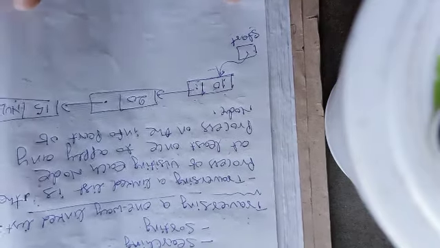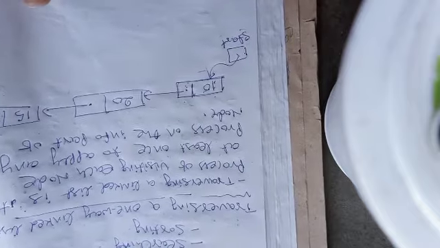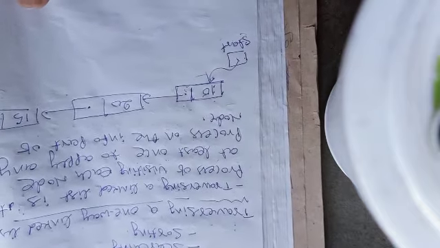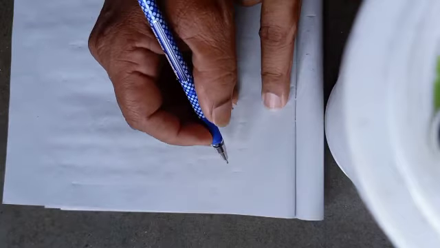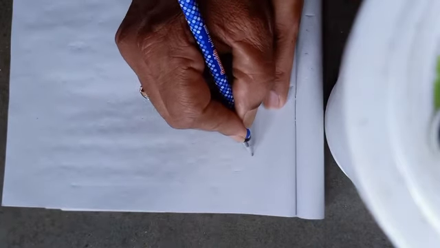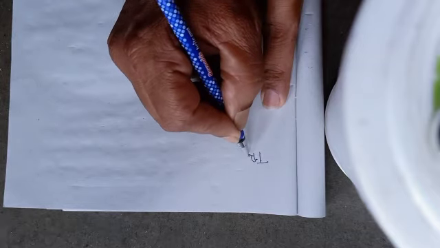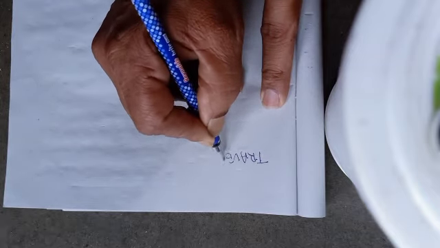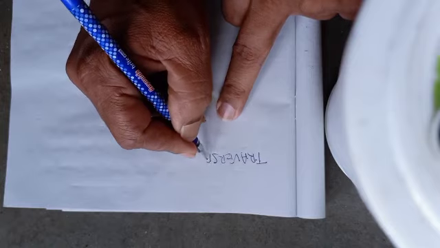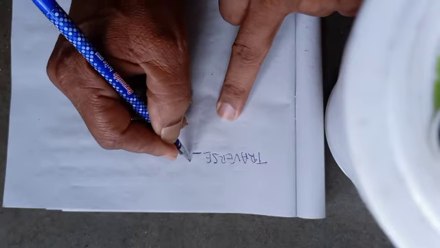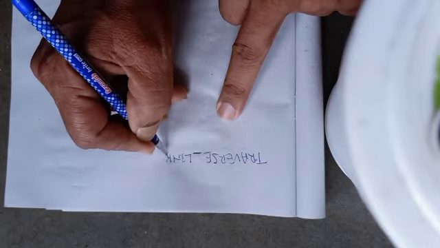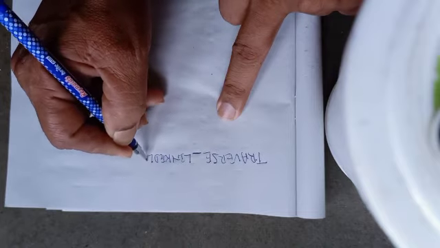Now let us discuss the algorithm of traversing a one-way linked list. We must write the algorithm as a function. When I say function, my function must have a name: traverse_linked list.